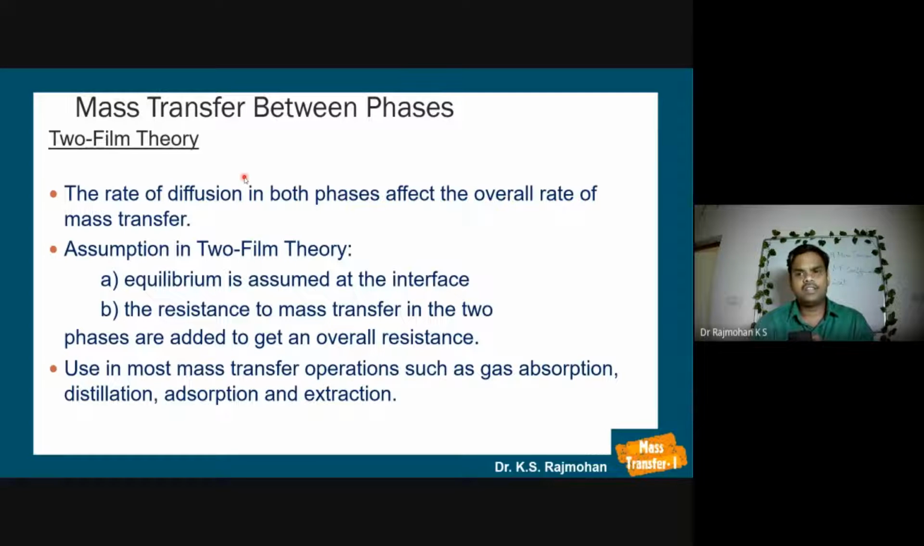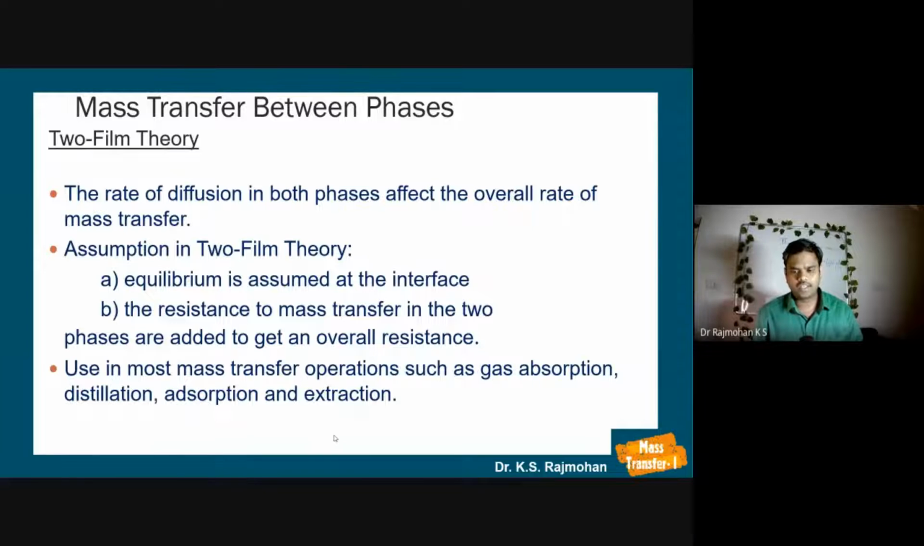This theory also states that, as I told earlier, the resistance to mass transfer is obtained by adding the resistances in the two films present on either side of the interface. These two film theories are applicable in the cases of absorption, distillation, adsorption, and extraction unit operations particularly, so they hold very well for this type of unit operation.